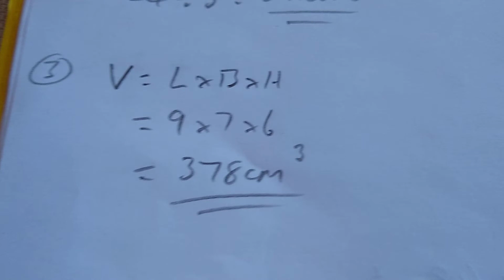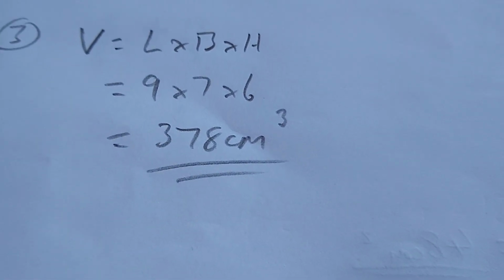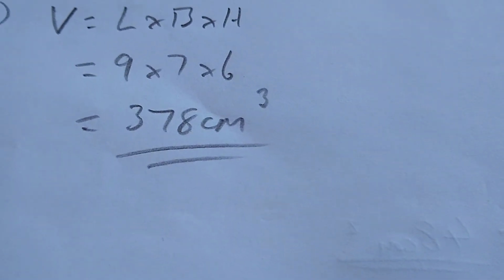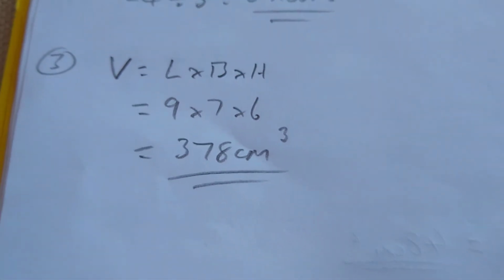Question number 3, find the volume of the cuboid. So it has a length of 9, a breadth of 7, and a height of 6. And the volume of a cuboid, as you guys know, is length times breadth times height. So that comes out as 378 centimeters cubed.